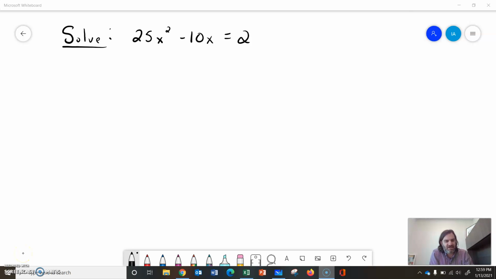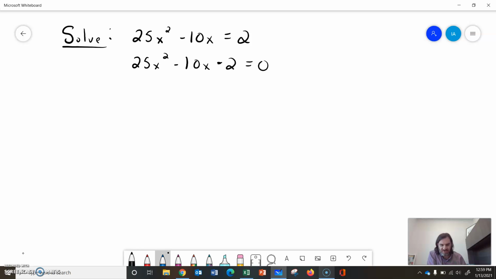Here we have a quadratic equation to solve. It starts off as 25x squared minus 10x equals 2. And if we're going to try to factor or use the quadratic formula, we'd like to have everything on one side. So we're going to move that 2 over, so it's going to be equal to 0. So we'll have 25x squared minus 10x minus 2 equals 0.